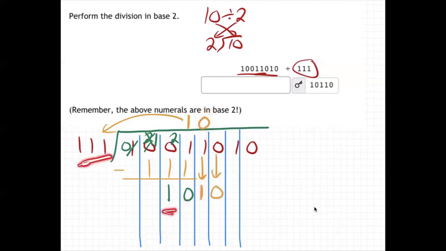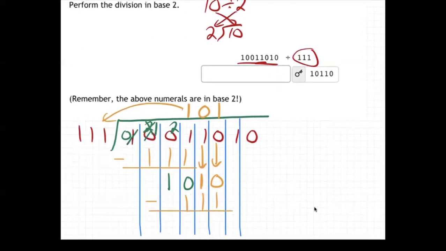Now, 111 goes into 1010 one time. Now, how do I know it's 1? Well, it's either 1 or 0. That's nice with base 2. It's not 0, so it goes in once. So now 1 times 111 is 111. And you know what we're going to do? We're going to subtract. All right, here we go.